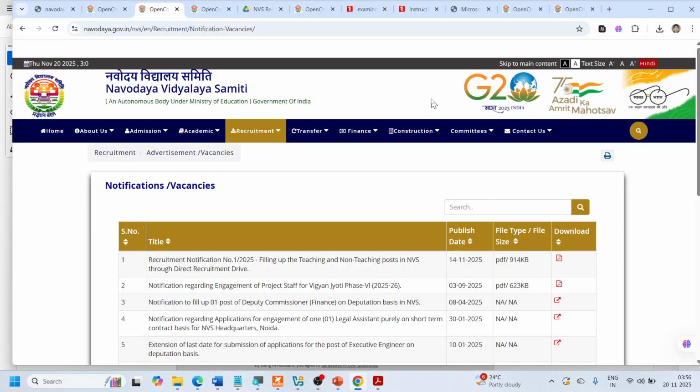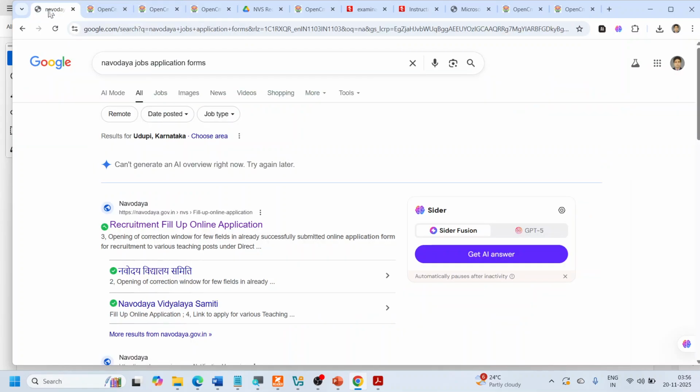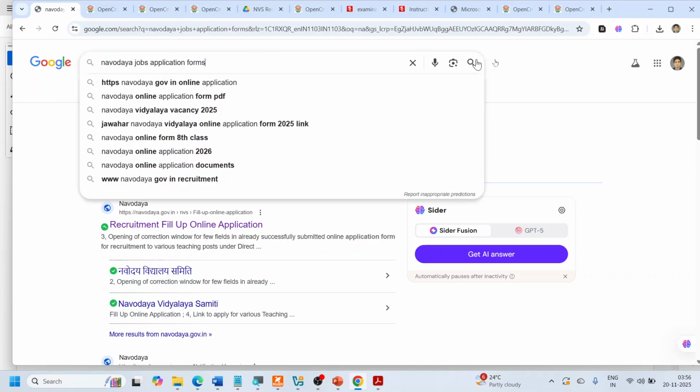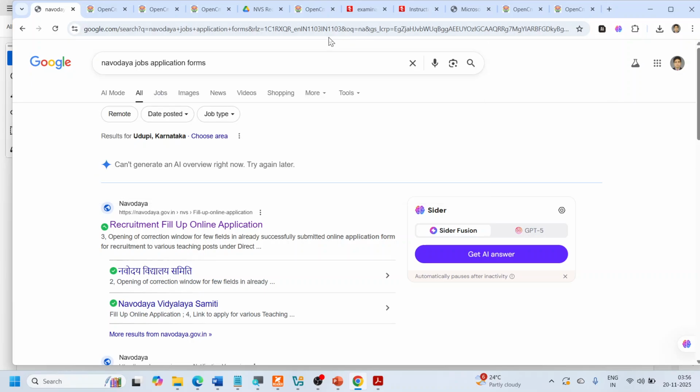You have to first go to Google and then just search for Navodaya jobs or job application. Don't just search for Navodaya application form, because what you are going to get then is Google will redirect you to admission into Navodaya Vidyalaya, that is student admission. So just search for Navodaya jobs application and it will take you to the Navodaya Vidyalaya recruitment directly.